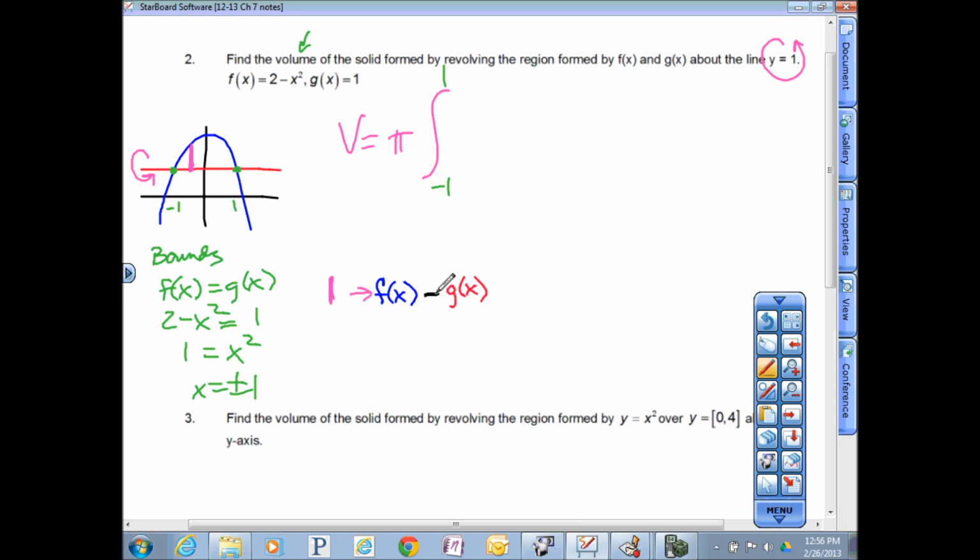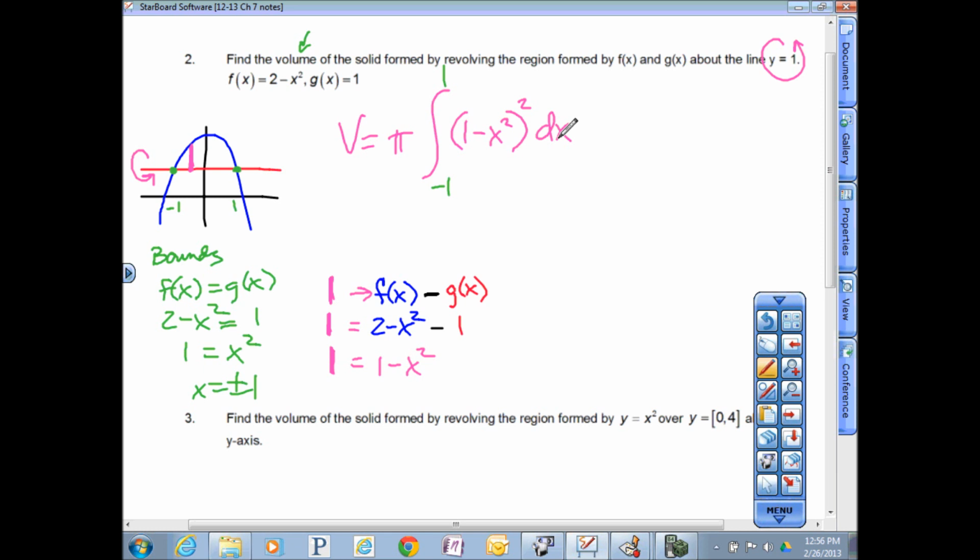Well, the blue function is 2 minus x squared, and the red function is 1. So if you take those and you subtract them, the length of this cute little pink rectangle is going to end up being 1 minus x squared. That 1 minus x squared is going to be my radius, and I'm going to end up squaring because of the formula. We're integrating with respect to x. Take that, figure it out.